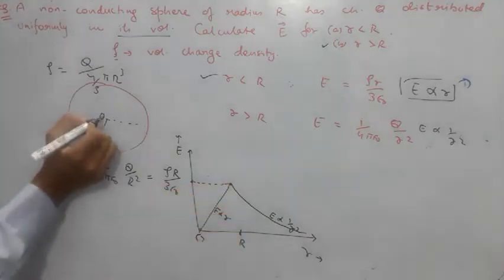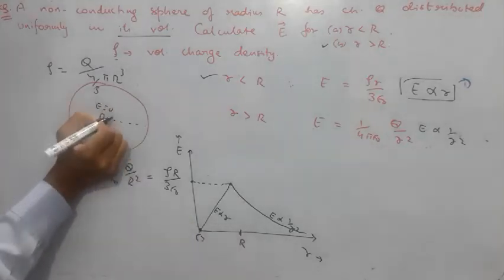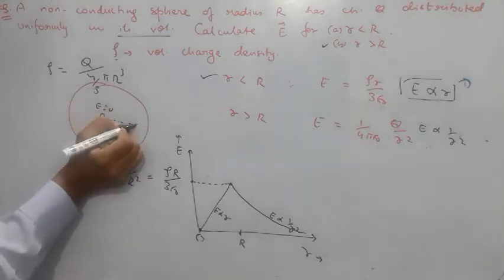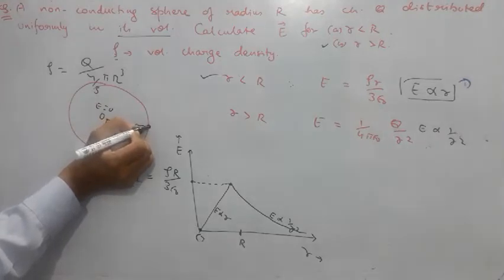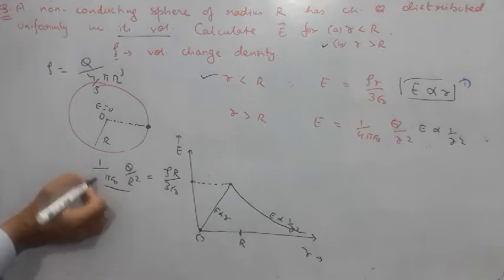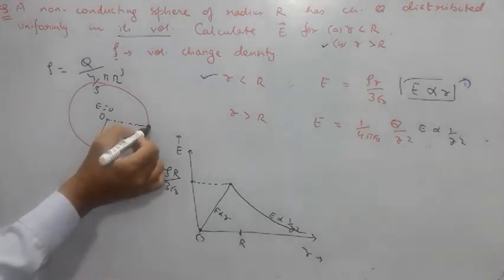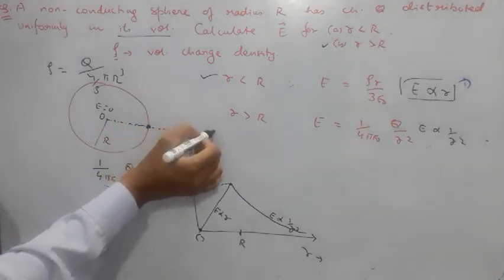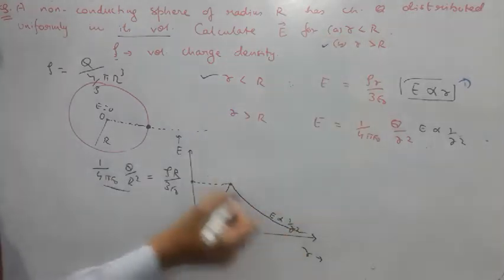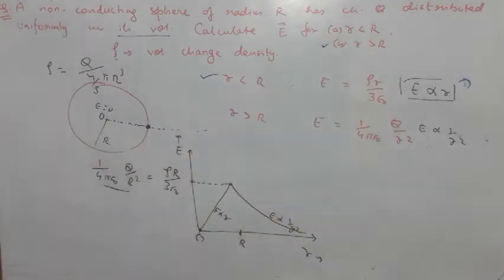So remember, students, here initially electric field is 0. So here E is 0. Then it starts increasing and becomes maximum on the surface. Here electric field is maximum, E max, and its value is this much. And then it starts falling down and becomes 0 at infinity. At infinity E becomes 0. So this is the graphical representation for variation of electric field with distance for a charged sphere.